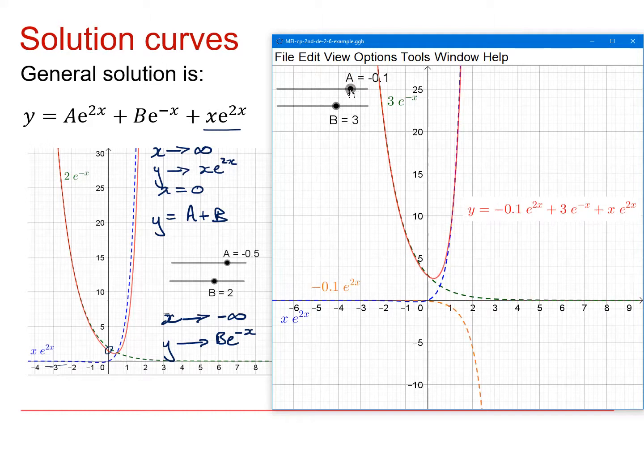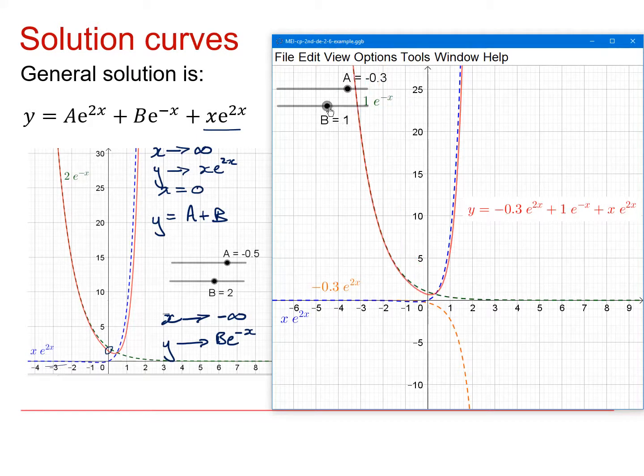Now what happens as b goes negative? Well, as b goes negative, all that happens is it's going to flip over, and you'll get the mirror image for the e to the minus x function. So now it bends downwards, and so as x tends to minus infinity, the solution curve goes off towards minus infinity.